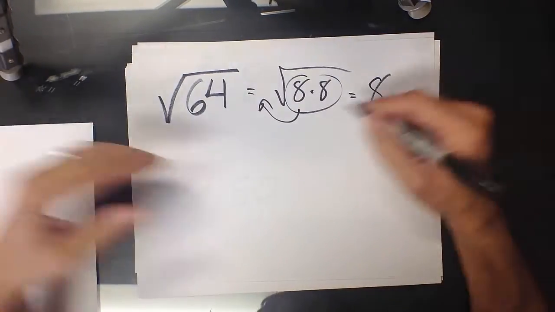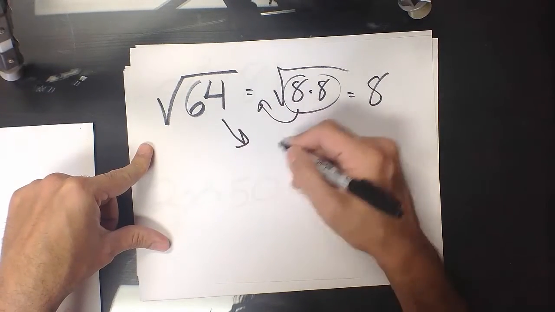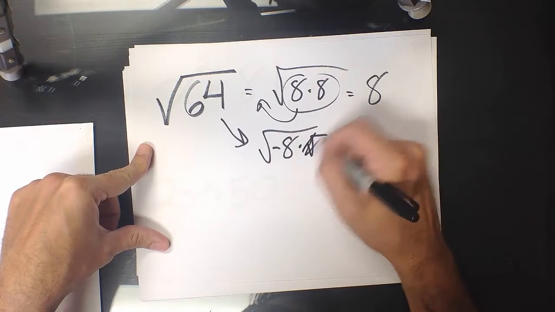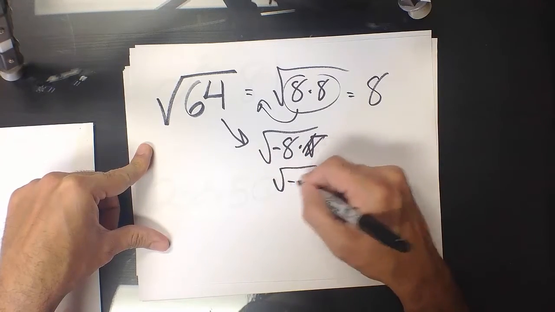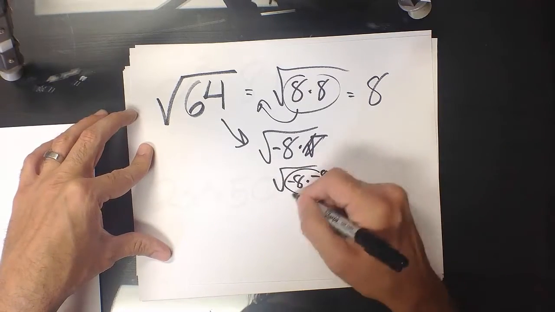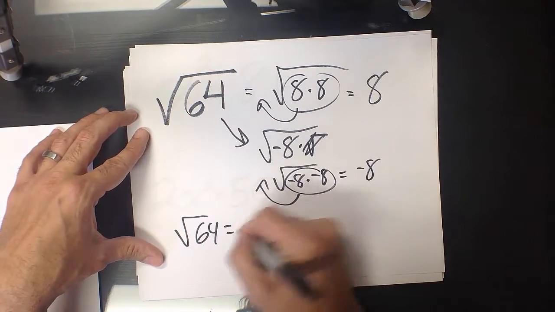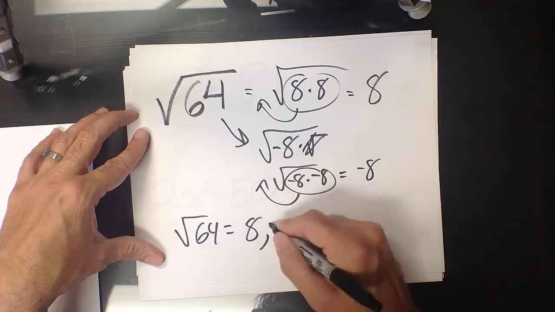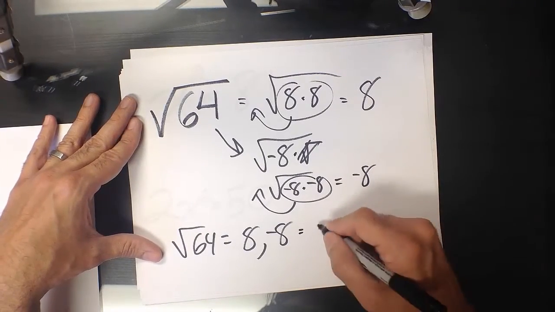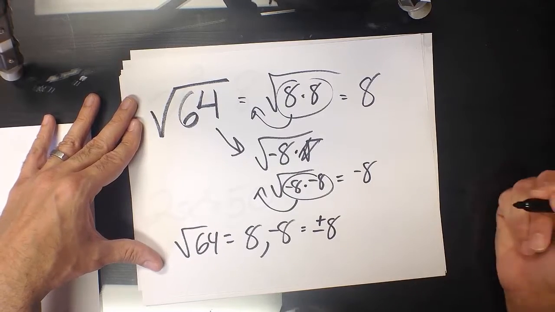But that's only half of it, because we know that that could also be the root of negative 8 times negative 8. And so this one would also come out as negative 8. So the truth is that the root of 64 is equal to both positive 8 and negative 8. We can shorthand that by calling that plus or minus 8. These are the two values, or the two roots, of 64.